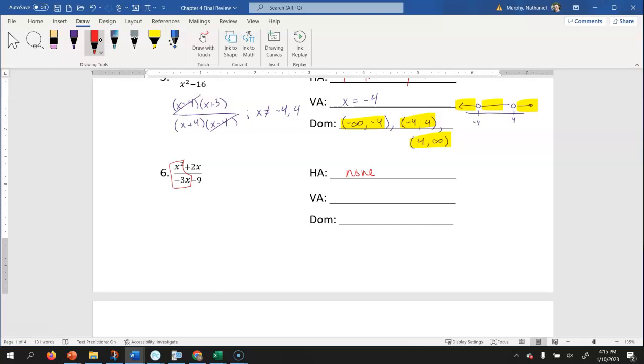All right, now to find the vertical asymptote, we need to remember to get this into factored form. So I notice in the numerator, I can factor out an x. Remember, that's always my first step in factoring. Look for a GCF. I can factor out an x. In the denominator, I can factor out a negative 3.